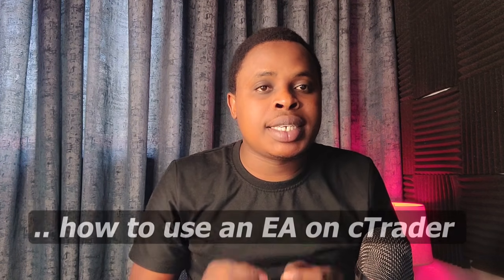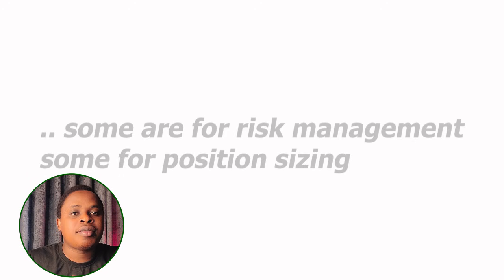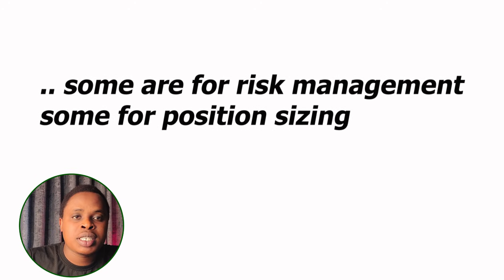So in this video, I'm going to show you how to use a trading EA on cTrader, right? A trading EA is basically an automated strategy that places trades on your behalf. But not all EAs are for placing trades. Some are for risk management, some are for position sizing, and a lot of other things that you can do with an EA. It's not only for placing trades.